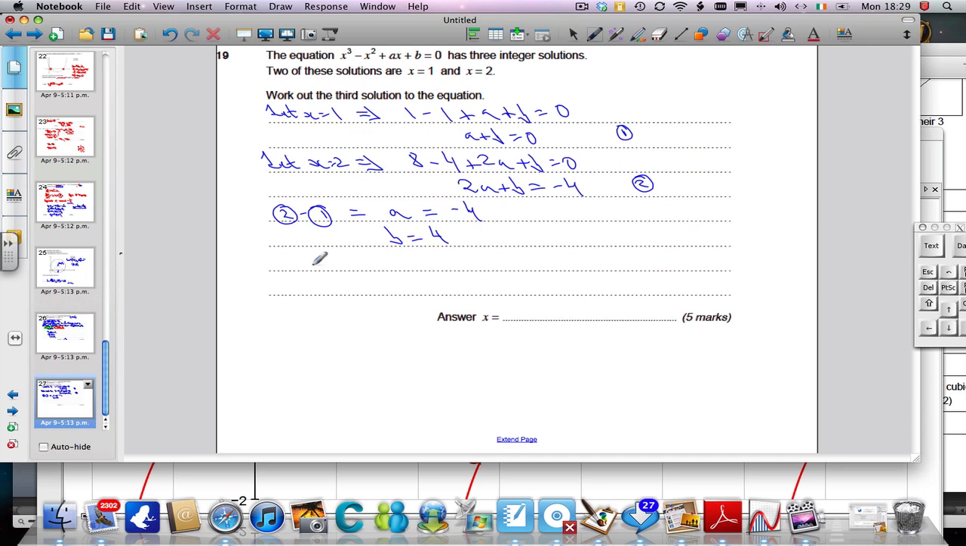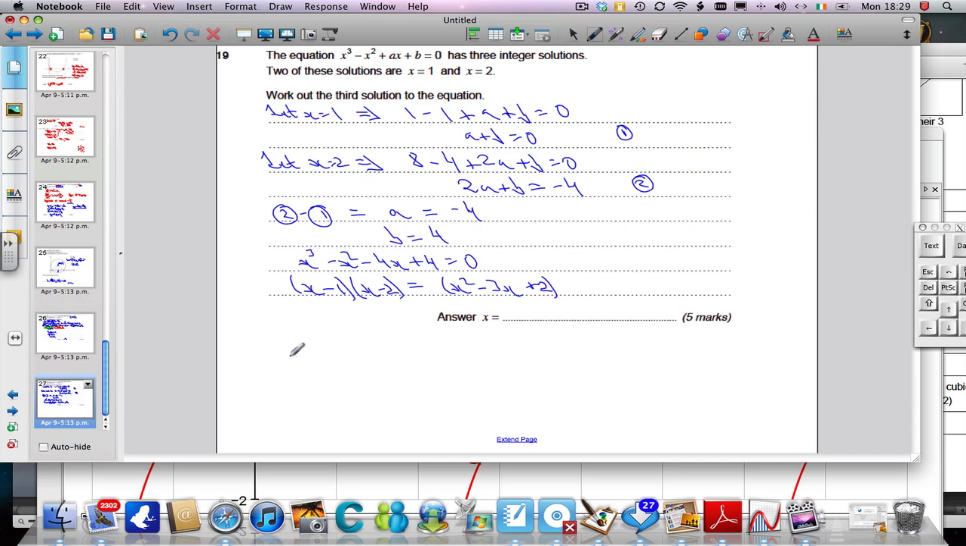So let's go back to our cubic. We've got x cubed minus x squared minus 4x plus 4 is equal to 0. And again, we know that these two are solutions. So that means x minus 1 is a factor and x minus 2 is a factor. Let's multiply these two together. We get x squared minus 3x plus 2.